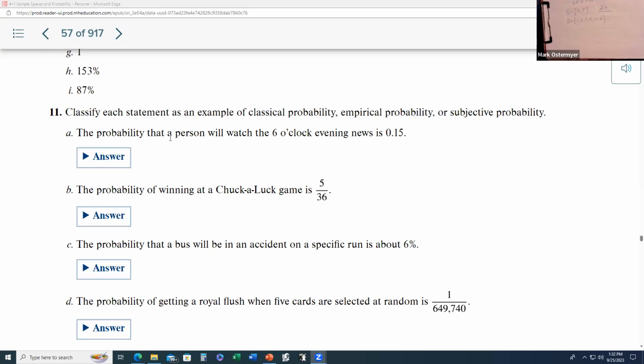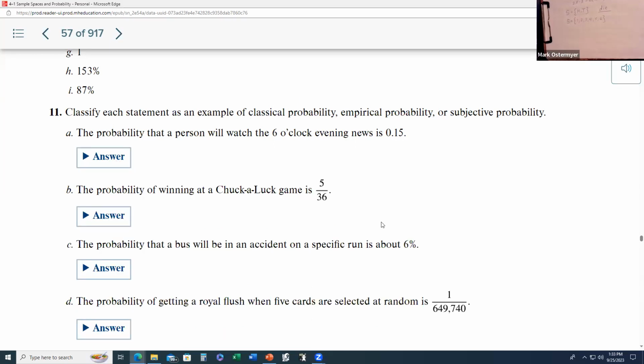this one out. The probability that a person will watch the 6 o'clock evening news is 0.15. Do you think there's an equal likelihood chance of a person watching the news exactly at 6 o'clock every night? No, I don't think so. Life gets in the way. Do you agree? In our schedules? Probably not the classical way of computing the probability. It might be based on the empirical, the relative frequency method, based on how many times you've watched the 6 o'clock news in the past, do you agree? Over the last year. So you could argue that it could be maybe empirically computed. Let's see what they got here. Yeah, they do say empirical.